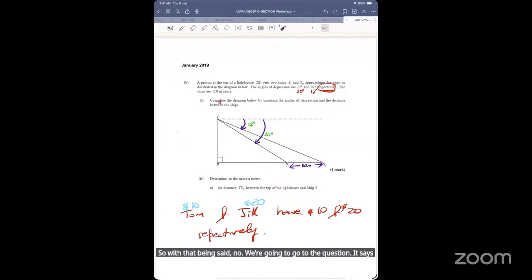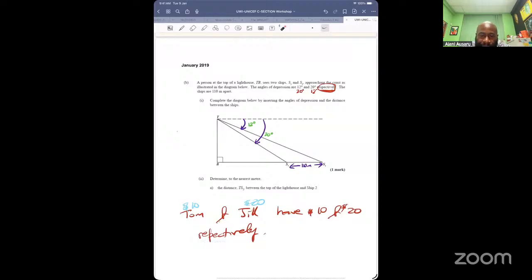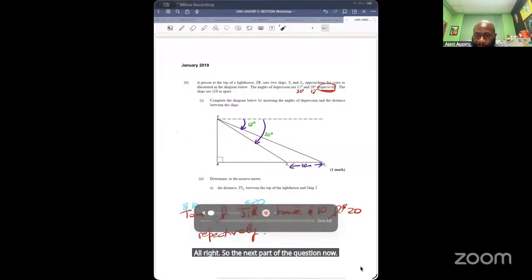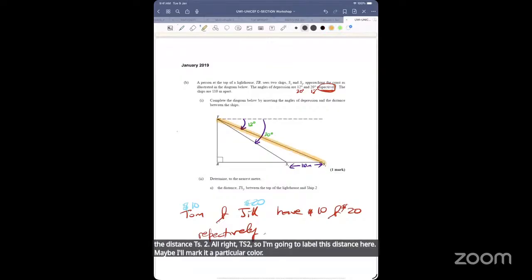It says, complete the diagram by inserting the angles of depression and the distance. We already did that, right? Yes, sir. All right. So the next part of the question now. Determine to the nearest meter the distance TS2. All right, TS2. So I'm going to label this distance here. Maybe I'll mark it a particular color. We want this distance, correct?